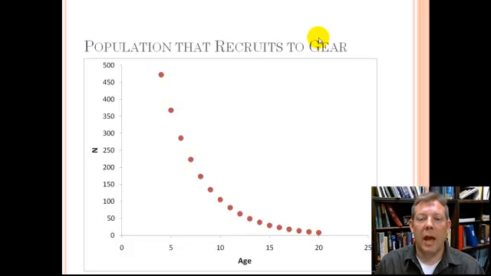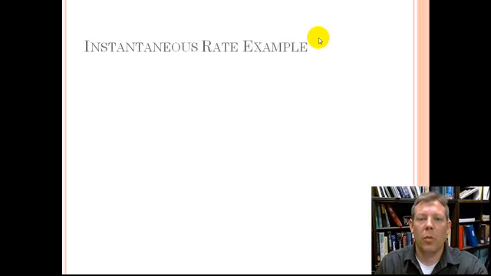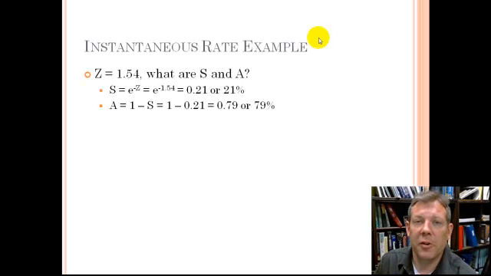So if you look at the actual number of fish for the population that recruits to the gear, you can see that each year 29% of that cohort is going to die. Or put another way, for each adult fish in this population, they have roughly just a little over a 1 in 4 chance of dying within the next year. And that's mortality rate and survival rate. Here's another example.